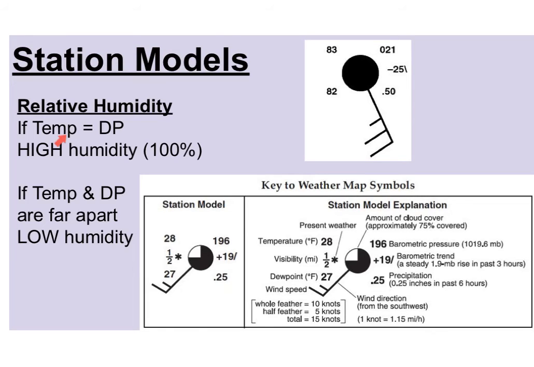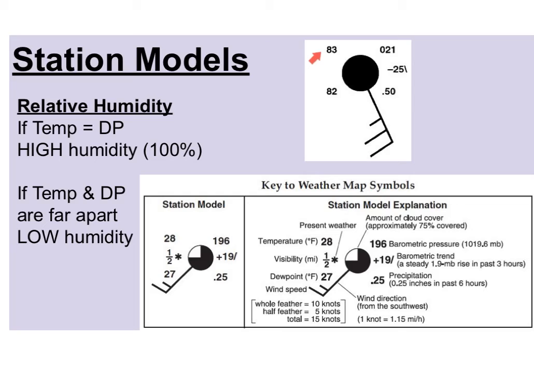Now, relative humidity is not stated specifically on a station model. Nowhere on here will you see anything about relative humidity. But there are a few things that you can look for that will help you understand what the humidity is. For example, if the temperature is the same or equal to the dew point temperature, then that means you have a high humidity. If they're equal, the humidity is 100%.